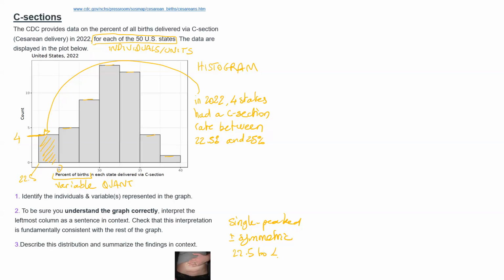So that means that the state with the smallest percentage of births delivered via C-section had a C-section rate of somewhere between 22.5 and 25, so at least 22.5%. And the state with the highest cesarean delivery rate had a delivery rate of somewhere between 37.5 and 40%, so no more than 40%. So overall, cesarean delivery rates range from roughly around 22.5% to 40%, with a peak in the 30 to 32.5% range.